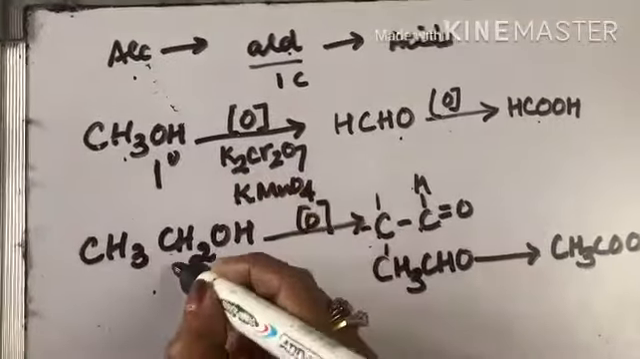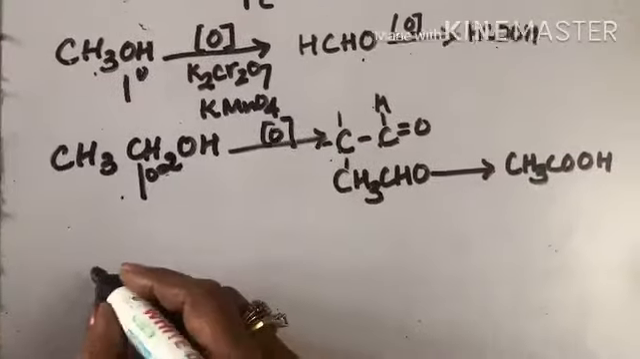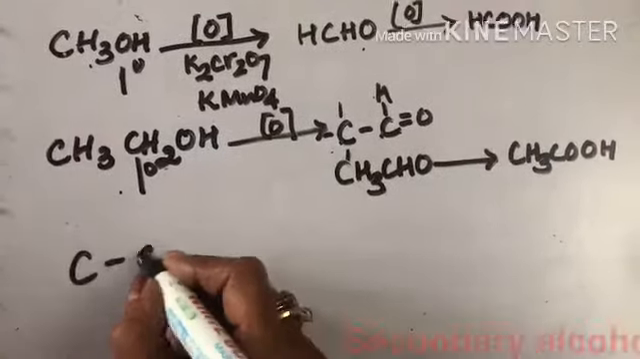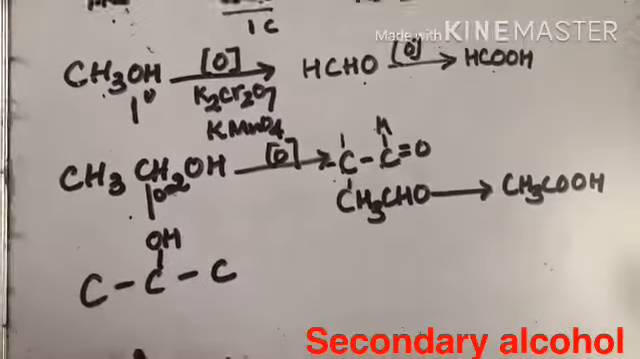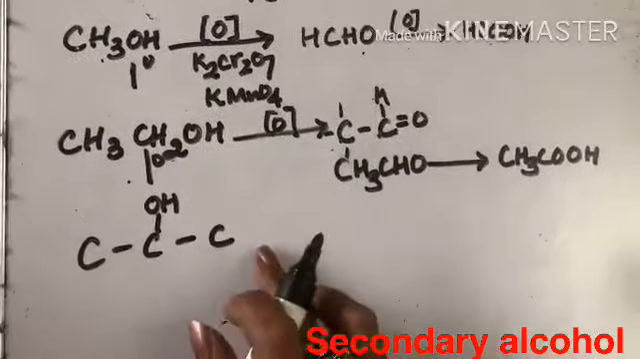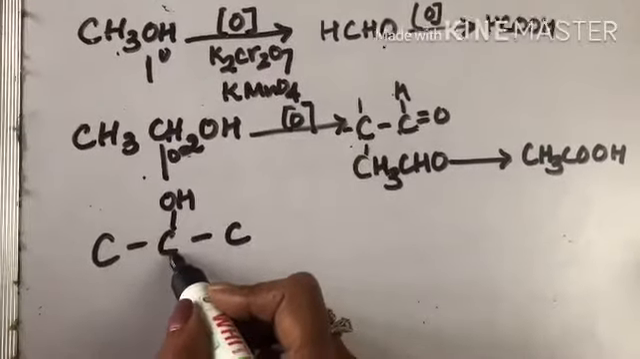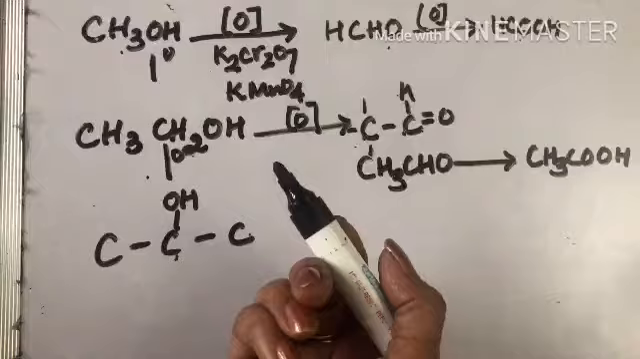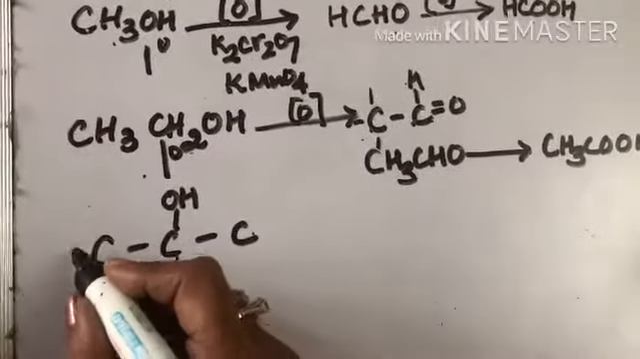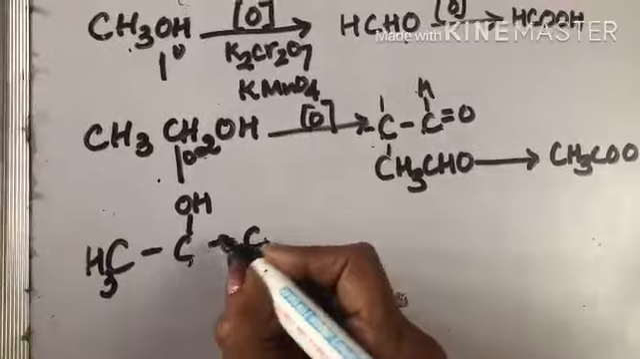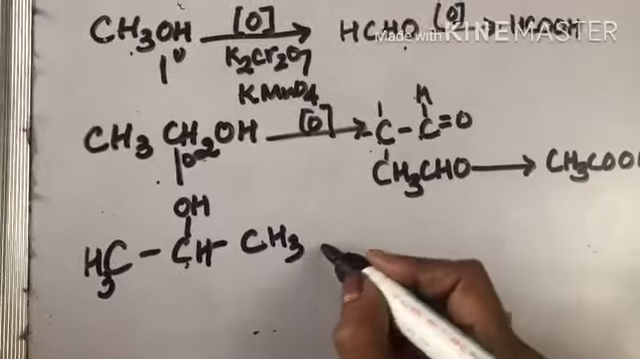So aldehydes can be formed from primary alcohols. These were primary alcohols. If I want to make a ketone, I'll have to take a secondary alcohol. Now secondary alcohol means there are 3 carbon atoms here. I'll have to put OH here. The first secondary alcohol can only be with 3 carbon atoms, because if I want to put OH on the center carbon atom, I cannot have 1 carbon atom with OH, cannot have 2 carbon atoms. So definitely 3 carbon atoms. So this becomes CH3, CHOH and CH3.